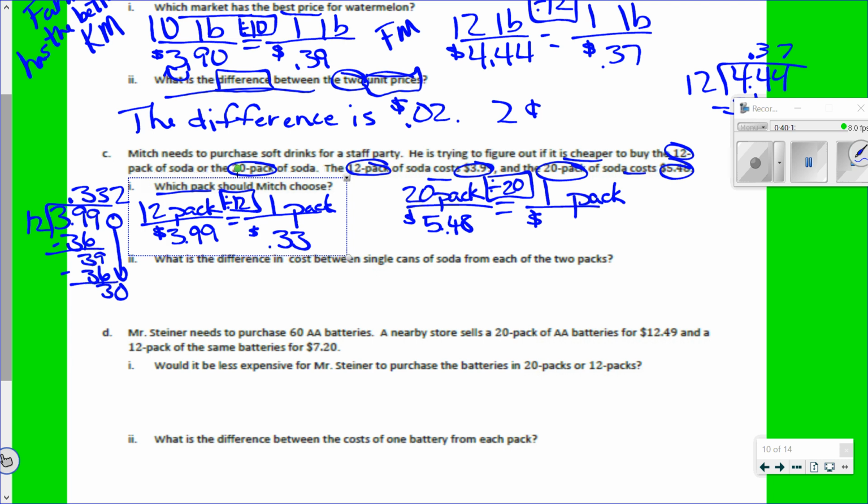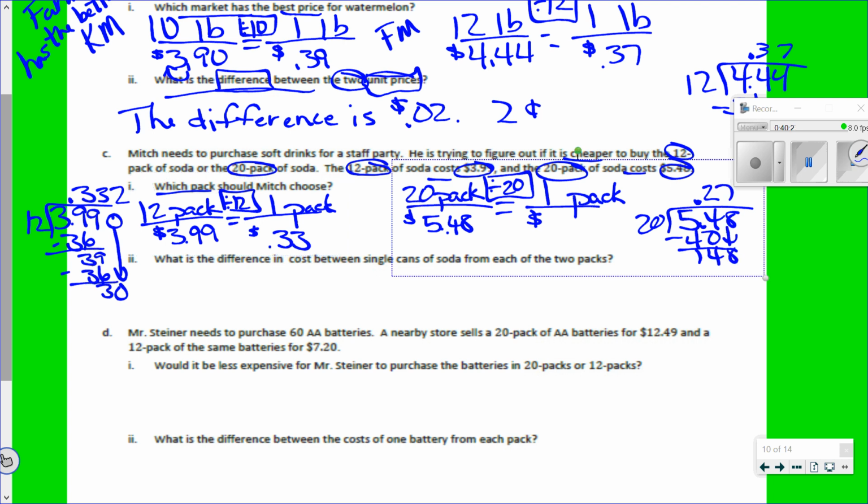Divide by 20. So I'm going to take our 5.48, divide by 20. Can't go into 5, so my decimal comes up, goes into 54 twice. 148 is going to go 7 times. Come out at 0, so bring down another 0. It's going to go 4. So here I'm done. What is 0.274 round to? 27 cents.